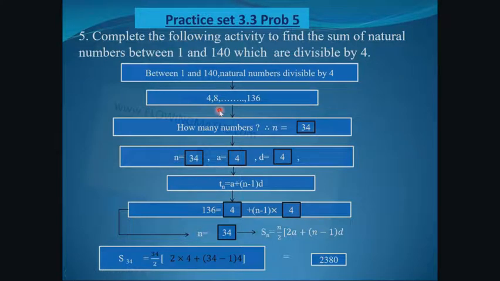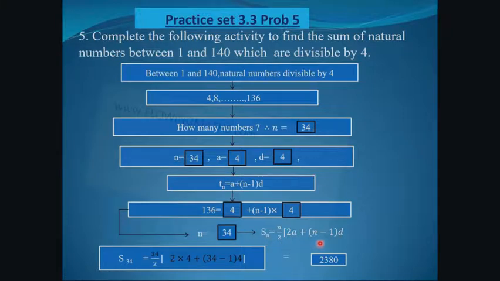Now you can calculate the numbers. We have calculated and given n is 34, A is 4, D is 4. How did they calculate n as 34? Tn is 136. That is A plus (n minus 1)D. A is 4. D is 8 minus 4, which is 4. So 136 is 4 plus (n minus 1) into 4. So from that, when you calculate, you get n is 34.